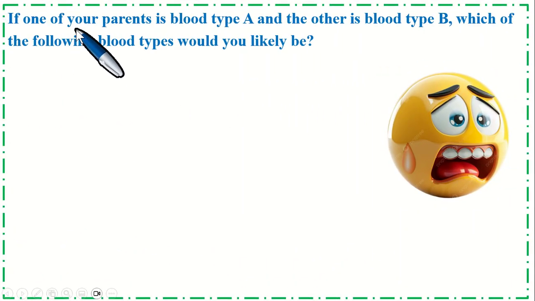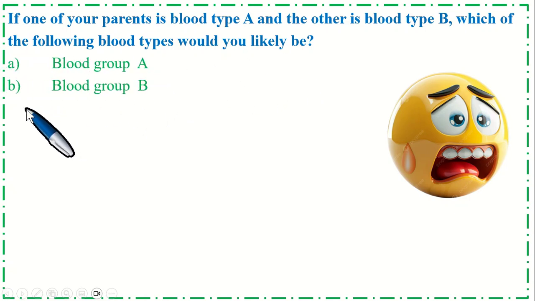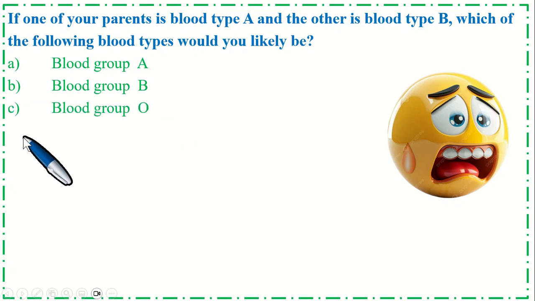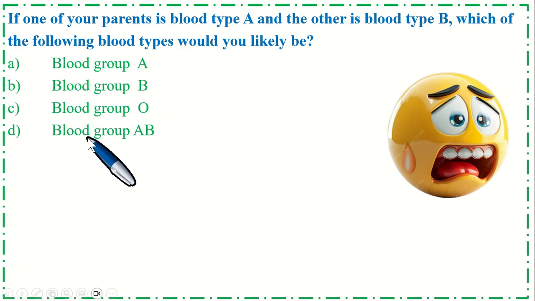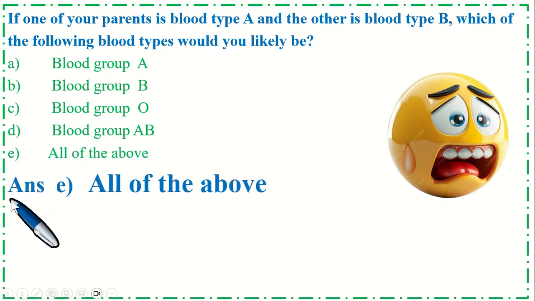If one of your parents is blood type A and the other blood type B, which of the following blood types would you likely be? Option A, blood group A; option B, blood group B; option C, blood group O; and option D, blood group AB. Option E, all of the above. So the correct option is E, all of the above.